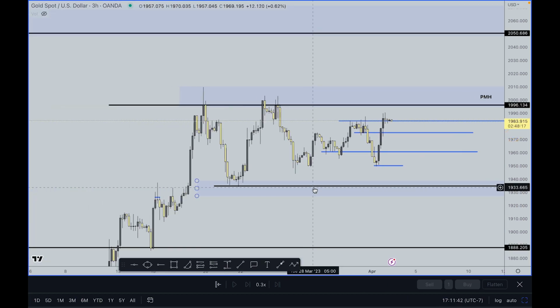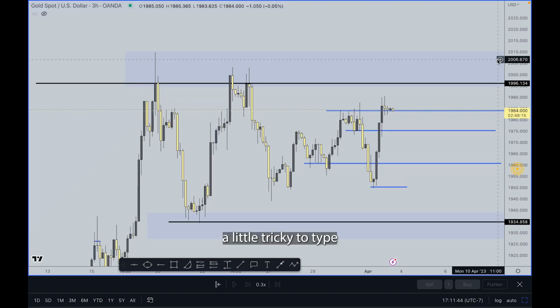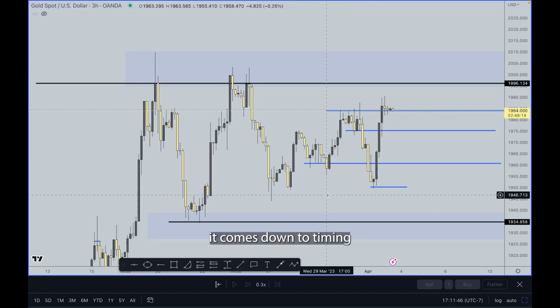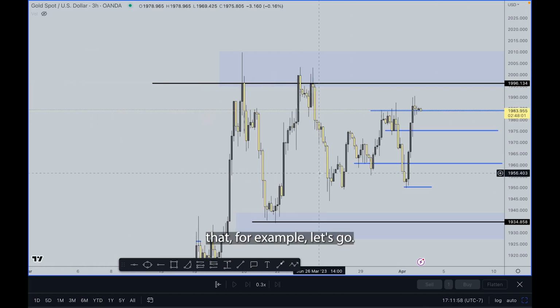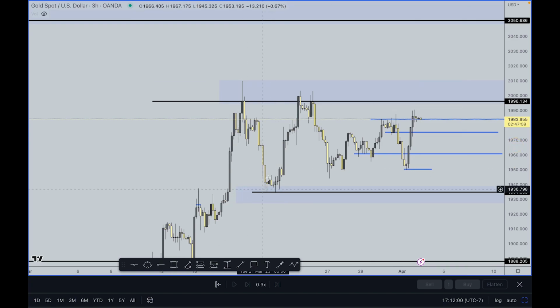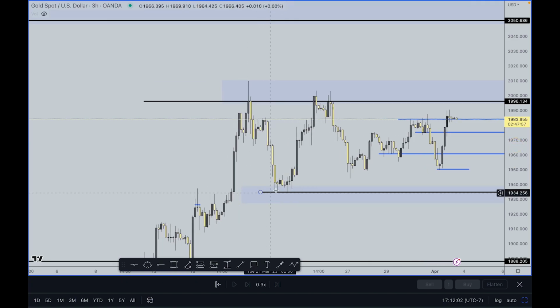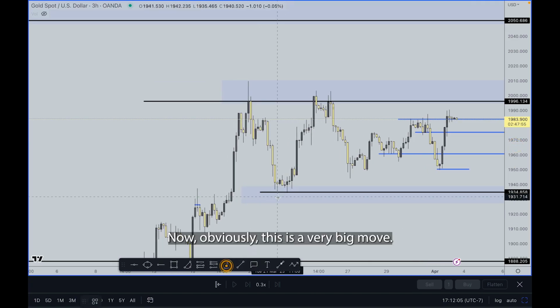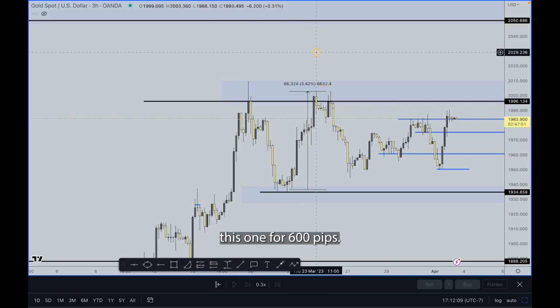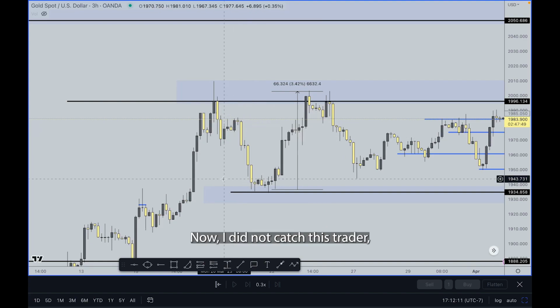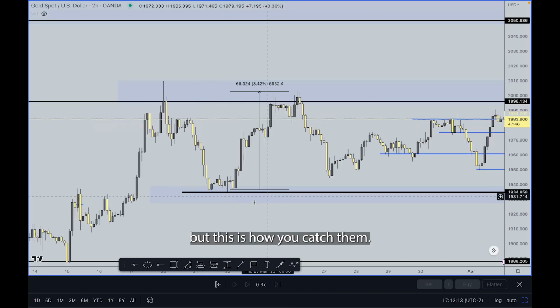Overall trend. Now, it's a little tricky to time some of this because it comes down to timing most of the time, and patience. And sometimes you've got to wait for that liquidity sweep to happen before you can execute with the overall trend. But for example, let's go right here. Now, obviously, this is a very big move. This is a higher time frame move, and with the overall trend, this went for 600 pips. Now, I did not catch this trade, but this is how you catch them.